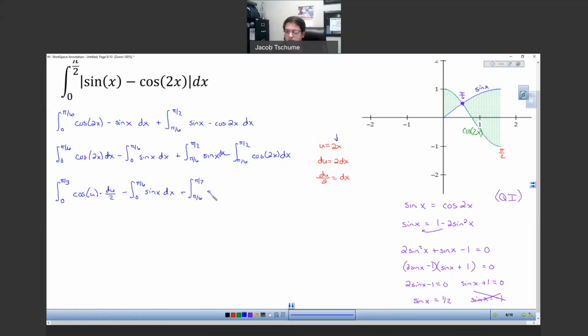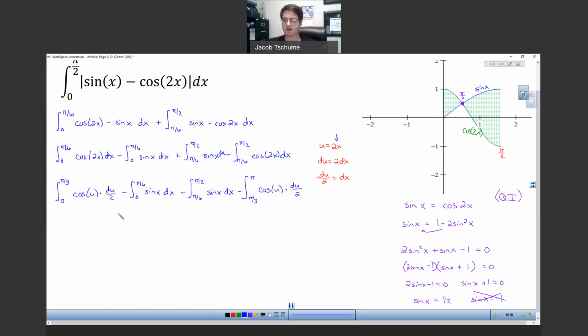Give me a second to write those down. Minus, now you have to do the same U-sub but different parameters this time. So if you plug in pi over 6, your new lower parameter becomes pi over 3. And then plugging pi over 2 in makes your new upper parameter pi. And then you also get cosine of u times du over 2.